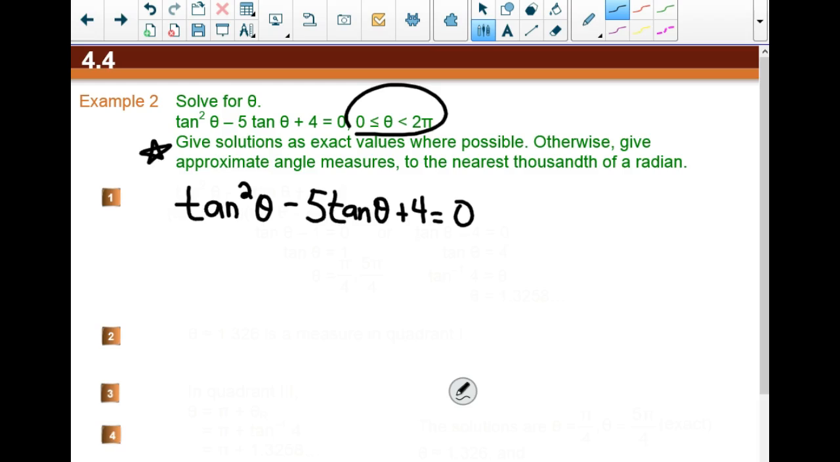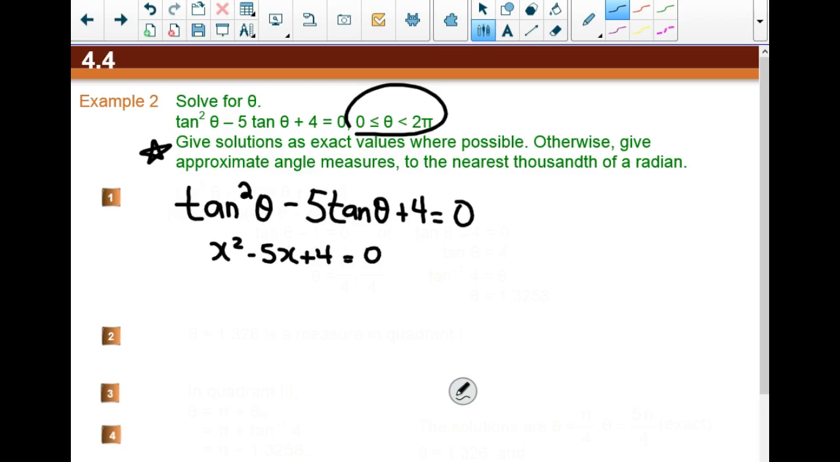Okay. So if we're looking at this, does this look familiar to anybody? Not with the tans, if they were something else? Right. Okay, so it would look like x squared minus 5x plus 4 if you were imagining those x's instead of tans, right? So it's the same idea. All we're going to do is we're going to factor this equation.